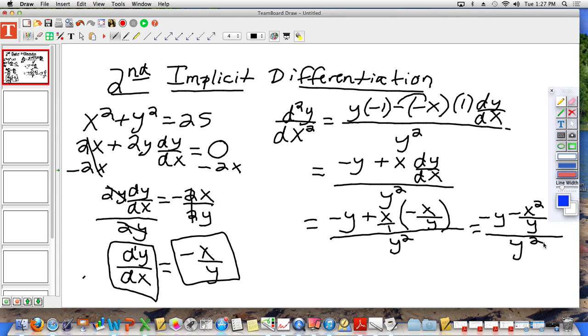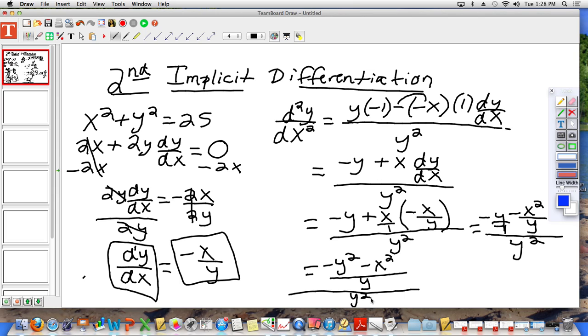So I think what I suggest doing now is think about this as y over 1, negative y over 1. Do your cross multiply thing to get your common denominators. So we're going to multiply negative y times y, which is negative y squared. And then we're going to do 1 times negative x squared, which is minus x squared, divided by 1 times y, which is y. But then this all has to be divided by y squared.